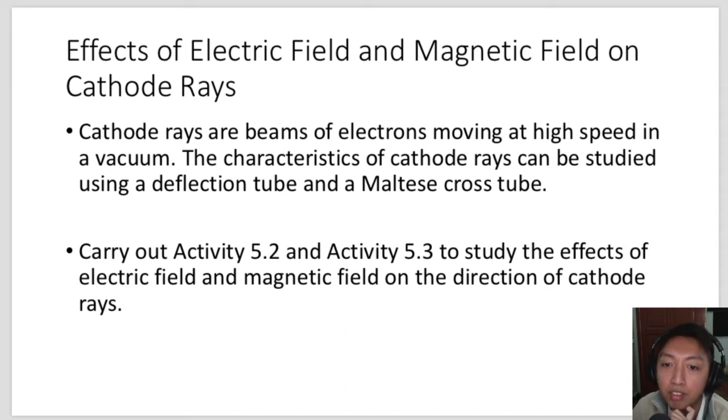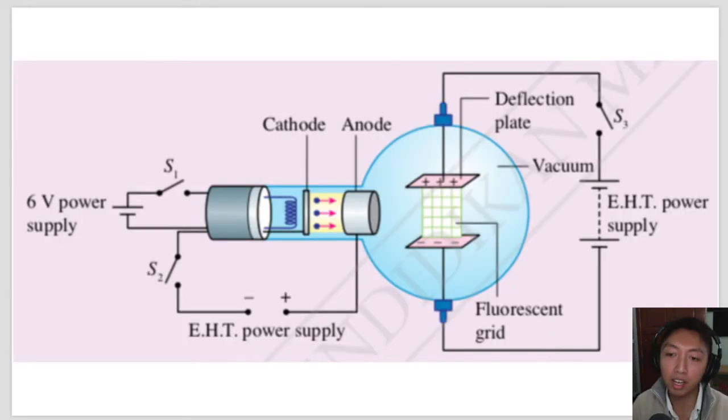The characteristics of cathode rays can be studied using a deflection tube and a Maltese cross tube. So these are the two different experiments. Activity 5.2 is using a deflection tube, and activity 5.3 is using a Maltese cross tube. So basically, I'm just going to explain this.